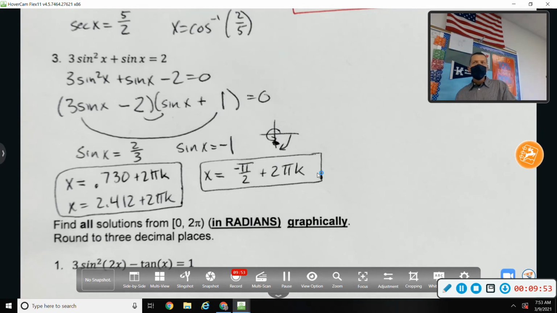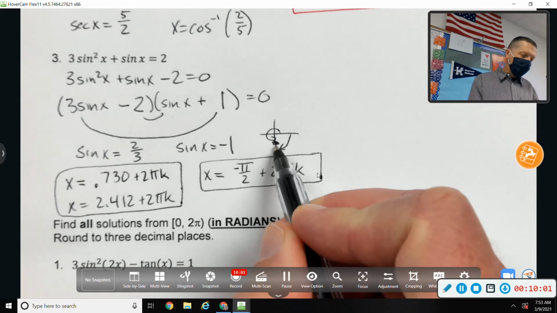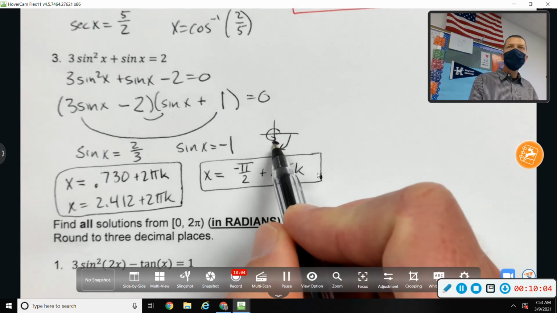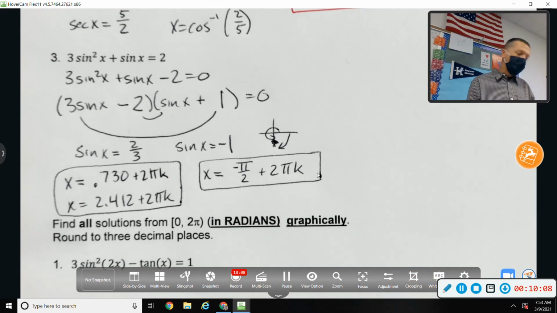Yes, if you want to do so, there are 2 ways to think about why there's only one answer for that. There's only one spot on the graph where the y-coordinate is -1. That's probably the best way to think of it. The other way is, once I get one answer, the other answer is pi minus the first answer.